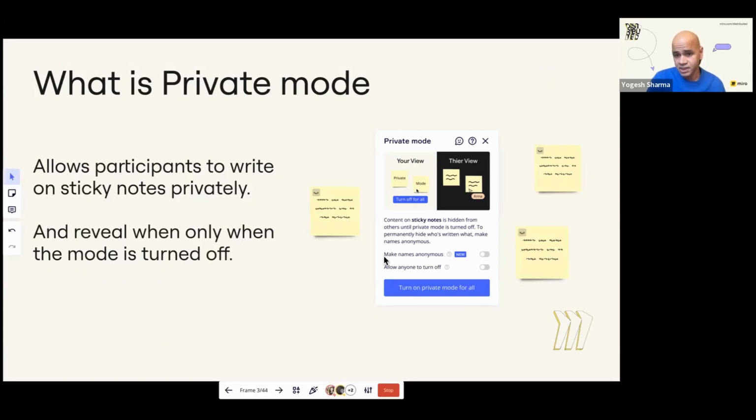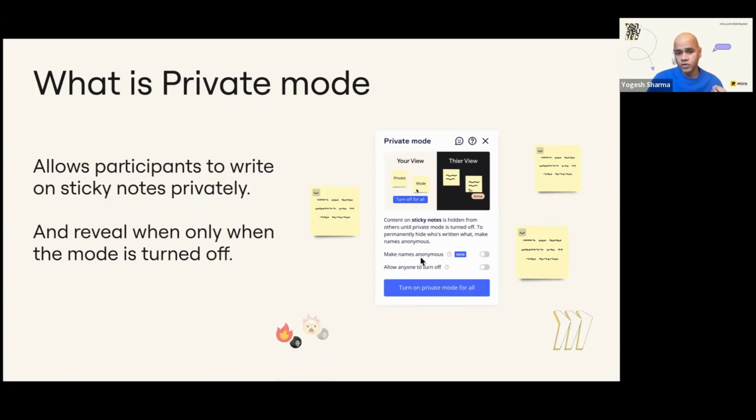There is also a switch here which says make names anonymous. If that is turned on, all the names of contributors are anonymized forever, which means even after the private mode ends, nobody would know who wrote which sticky note. This is particularly helpful to avoid group bias and groupthink, so that people are not influenced by each other's ideas and opinions. With anonymity, you also give your team members a safe space where they can honestly speak up about whatever they want to say without the fear of getting judged.